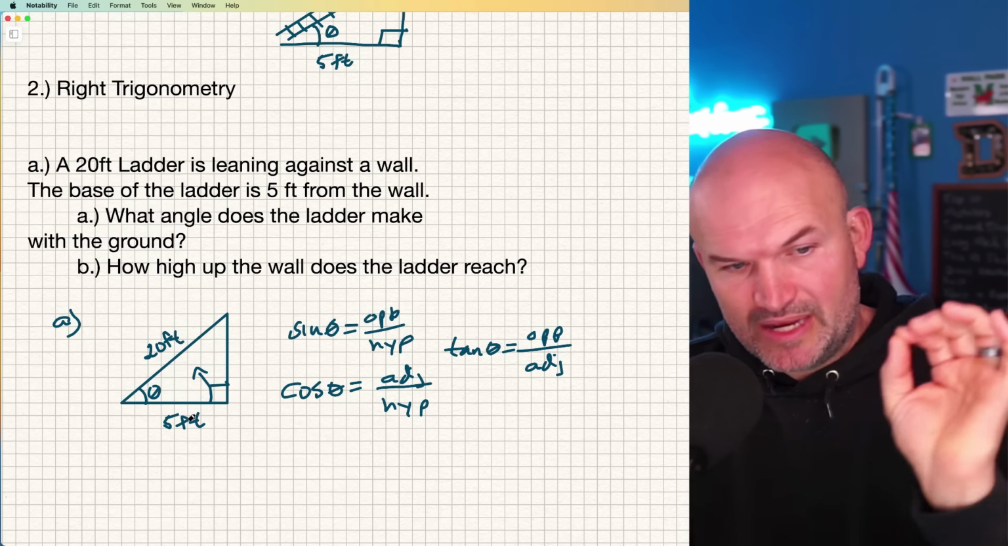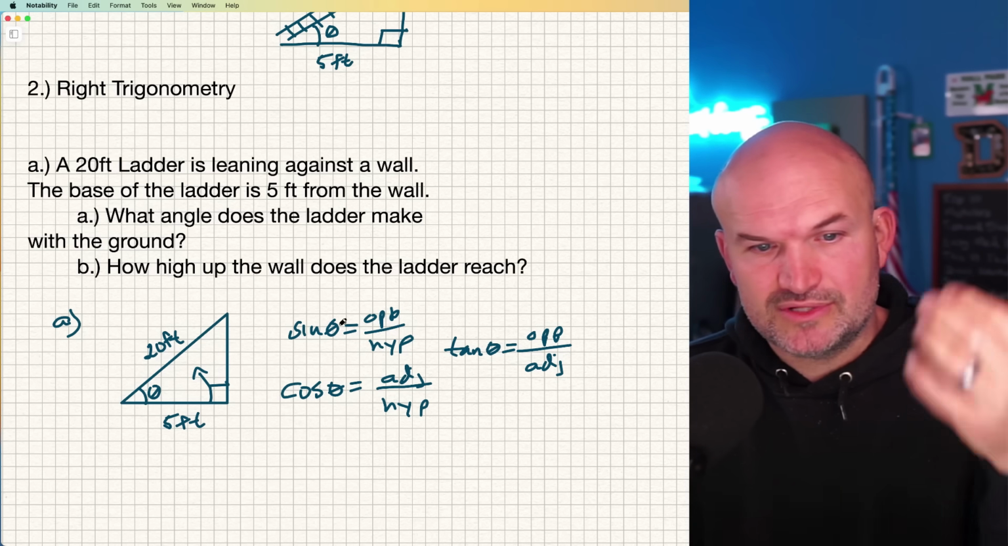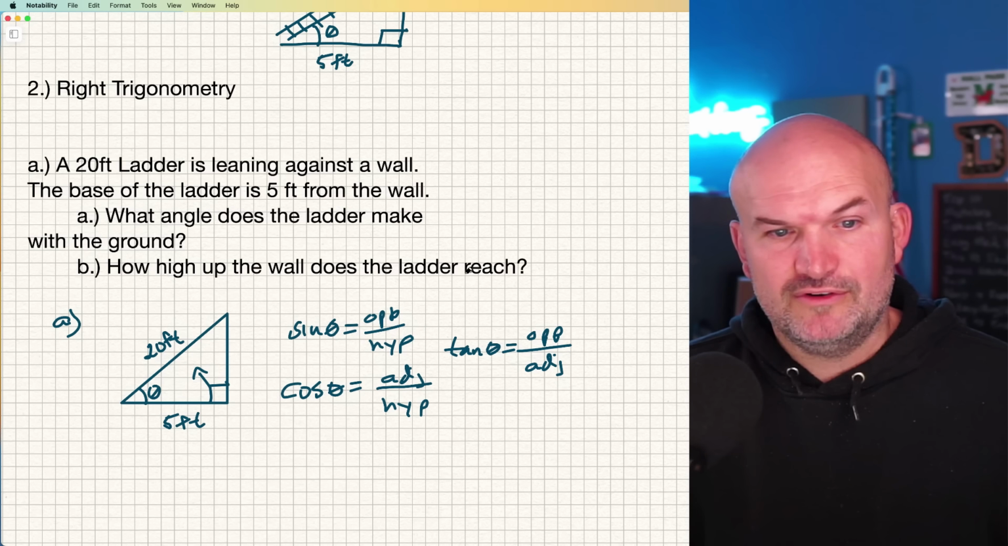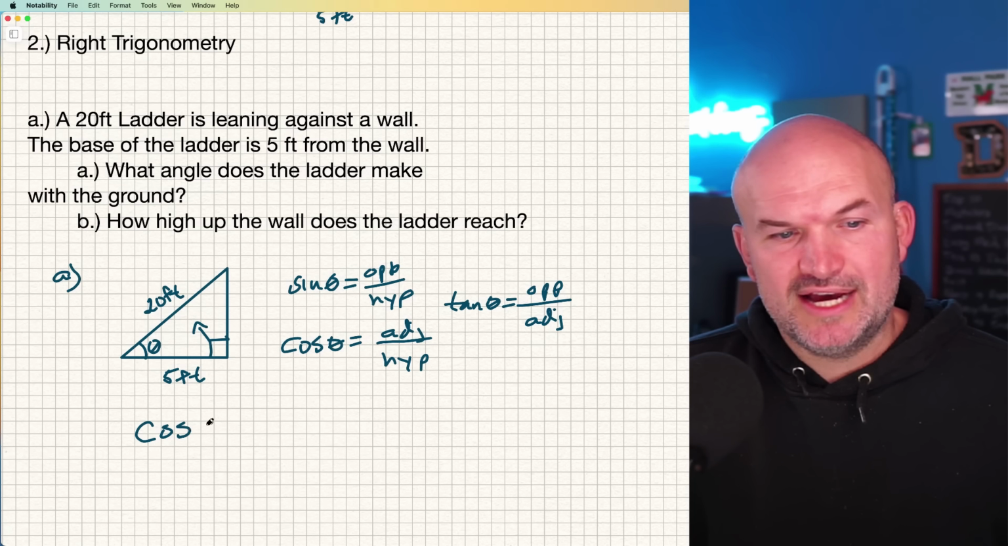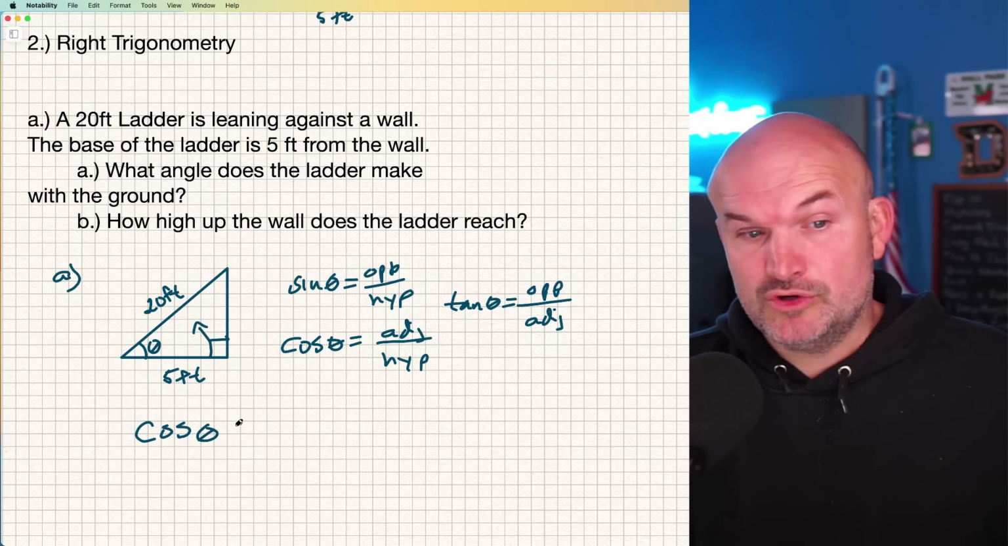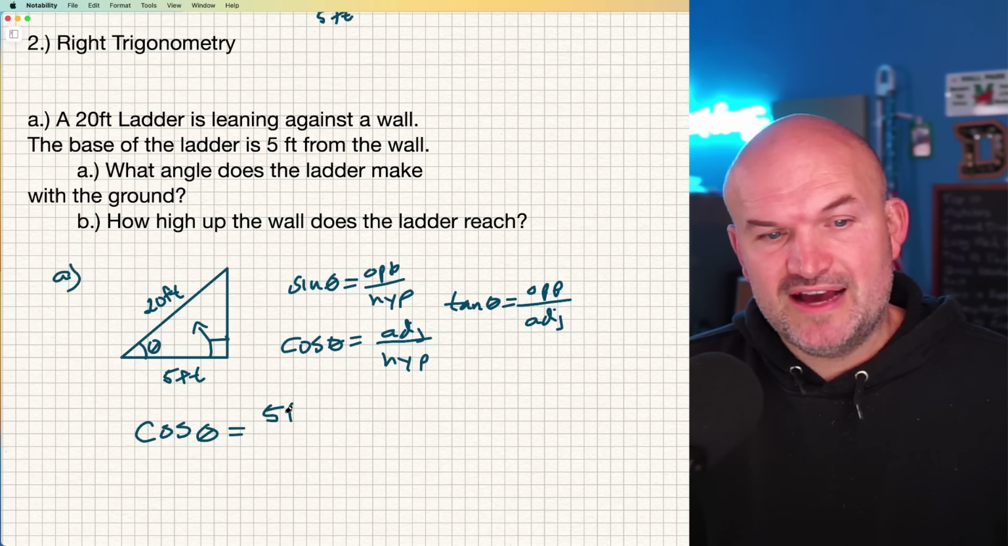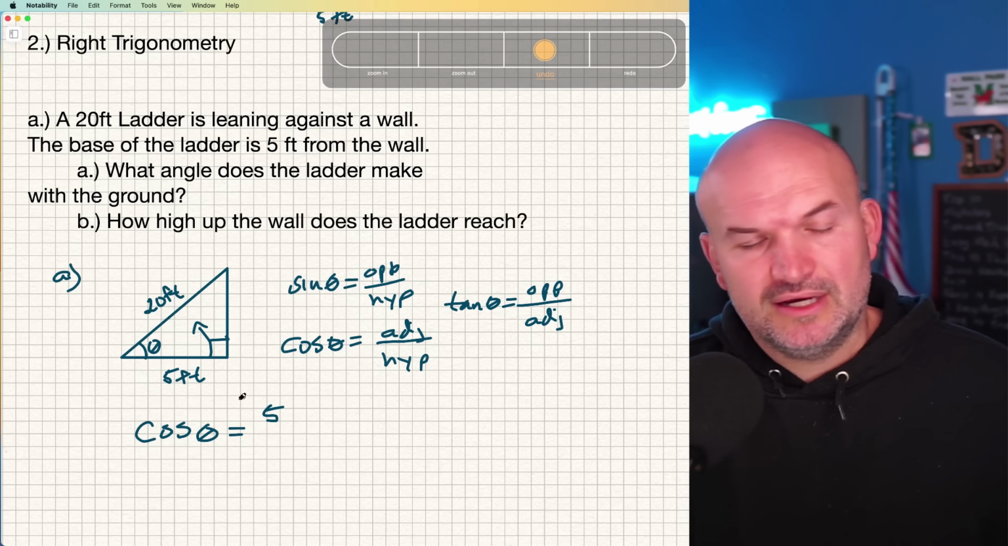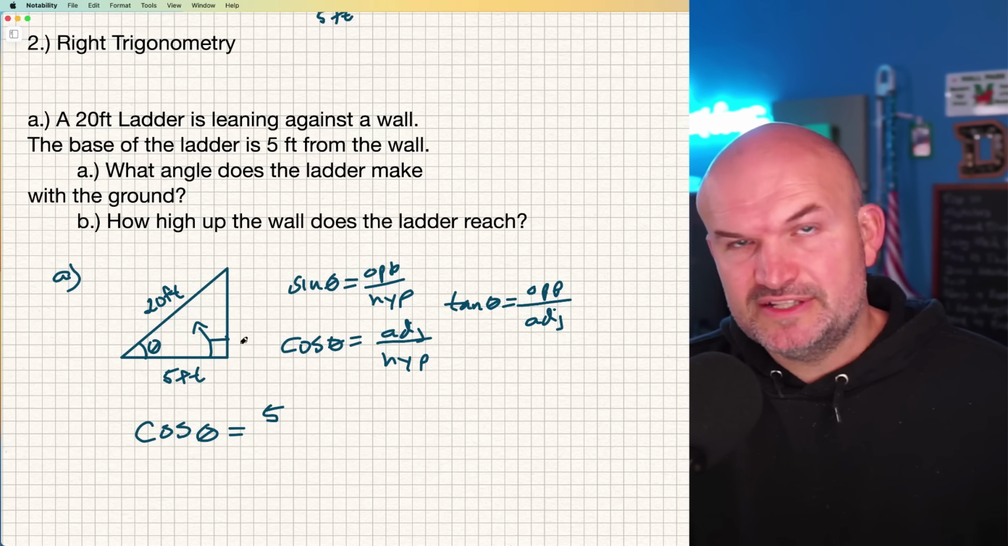So hopefully you recognize we have the adjacent side and we have the hypotenuse. Therefore, you can see we're going to use the cosine function. So I'm going to do cosine of theta, which is our missing angle, which we're trying to find, is going to equal 5 over 20. We don't need the dimensions here because the feet are going to divide out.